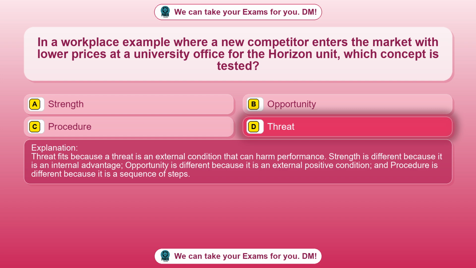Threat fits because a threat is an external condition that can harm performance. Strength is different because it is an internal advantage, opportunity is different because it is an external positive condition, and procedure is different because it is a sequence of steps.